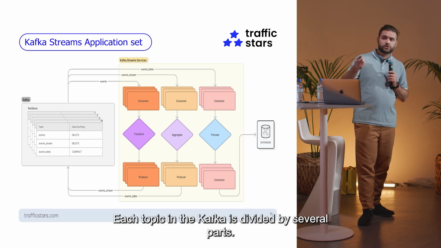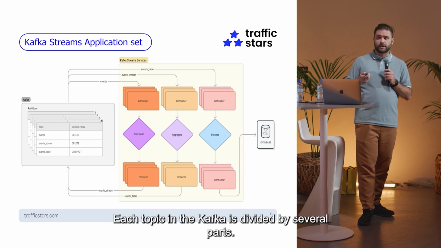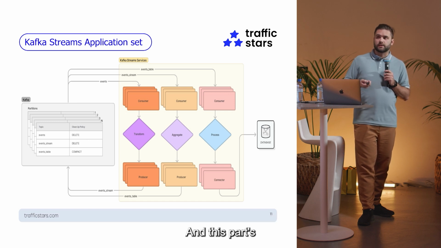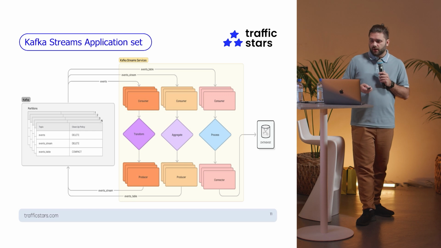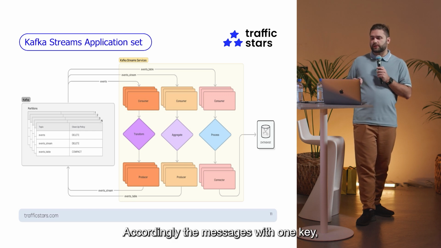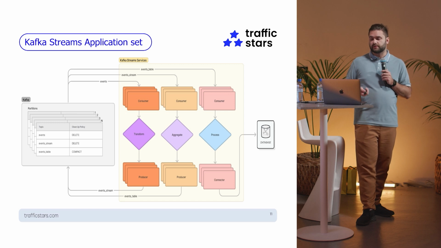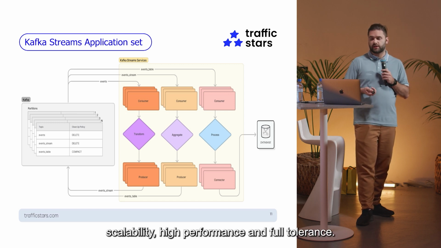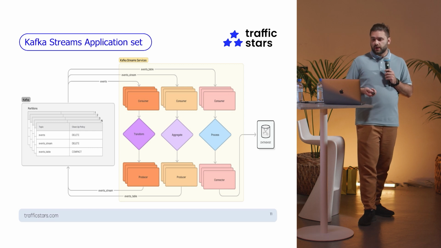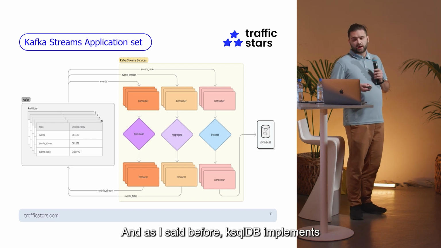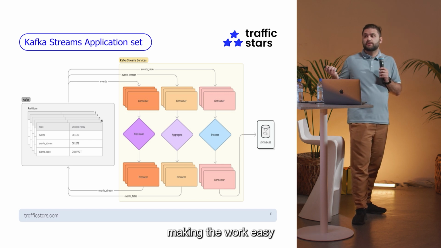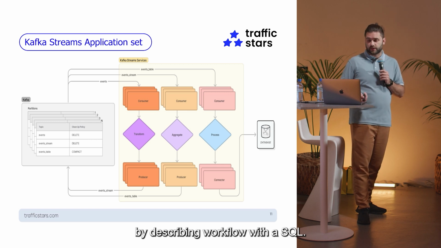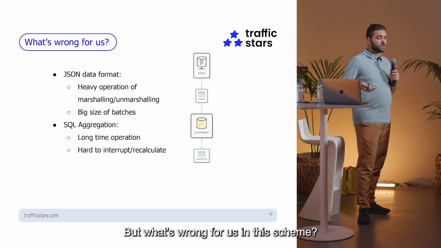Each topic in Kafka is divided into several partitions, and these partitions are balanced by the key in the message. Accordingly, messages with the same key will always be in the same partition. Such partitioning provides elasticity, scalability, high performance, and fault tolerance. And as I said before, ksqlDB implements all these opportunities on top of Kafka Streams, making work easy by describing the workflow with SQL. But what's wrong for us in this scheme?